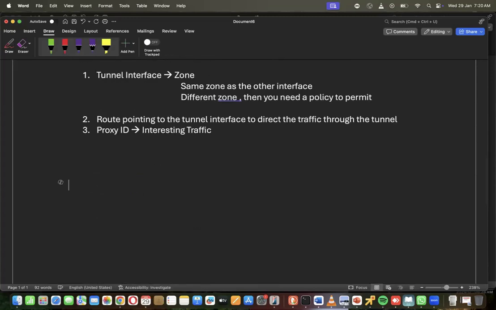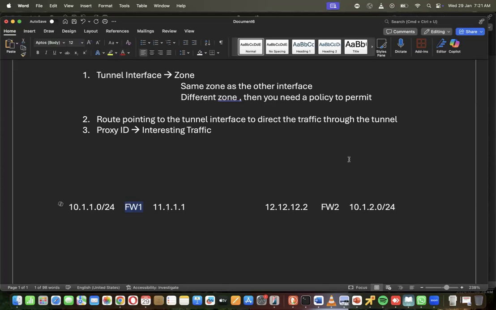Now, let me draw a small diagram so that we will be able to understand. Firewall 1, firewall 2. My internal network here is 10.1.1.0/24. Let's say this is going to be 11.1.1.1. This side, 12.12.12.2, is the IP address on the other side. 10.1.2.0/24. This is my firewall 1. This is my firewall 2.